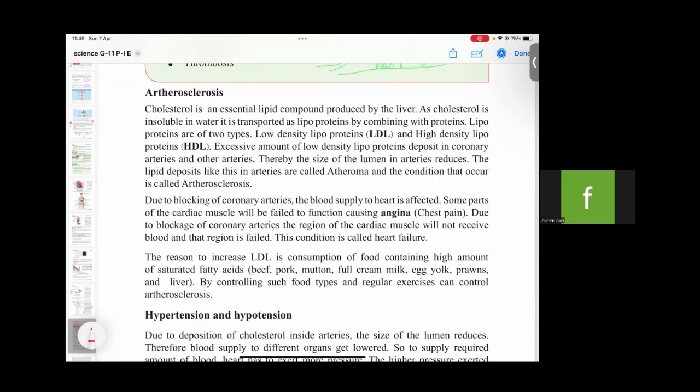This cholesterol is insoluble, so it is always transported in our blood with a protein. Cholesterol is a lipid and combines with proteins, so they are called lipoproteins. These lipoproteins are of two types, LDL and HDL, low density and high density. The high density one is very good, and low density is very bad. Whenever we have an excess amount of low density lipoproteins, they will deposit in the coronary arteries.